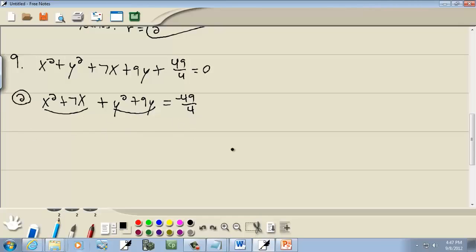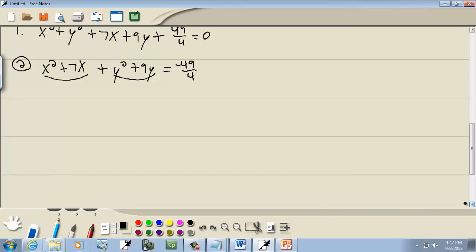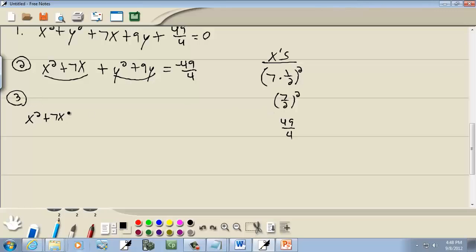Okay, so we want to complete the square on the x's. So let's come over here, we'll do the x's. The number before x is 7. So we're going to take 7 times a half and square it. That gives us (7/2) squared, or 49 over 4. And we want to add that to both sides. So I've got x squared plus 7x plus 49 over 4. And over here I've got -49 over 4 plus 49 over 4.